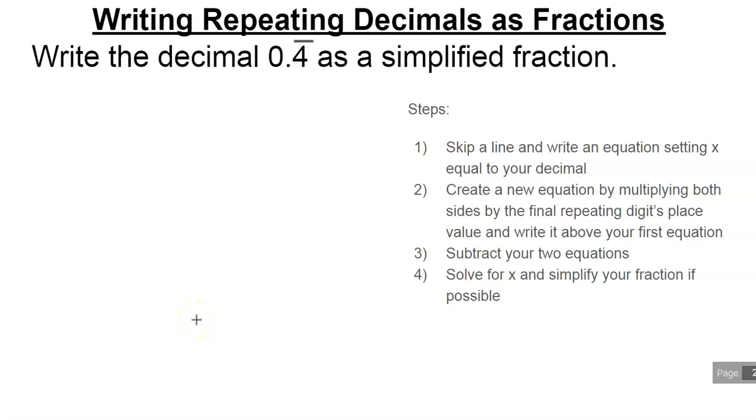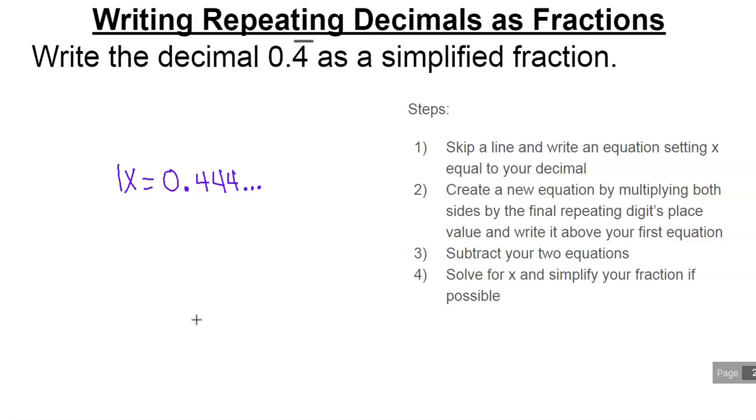So today we're talking about writing repeating decimals as fractions. We're going to do this algebraically by following our steps over here. The first thing is to skip a little space, and then you're going to set 1x equal to whatever your decimal is. Now I'm actually going to write out my decimal a couple places just so you can see this for the next step, but you can always use bar notation as well.